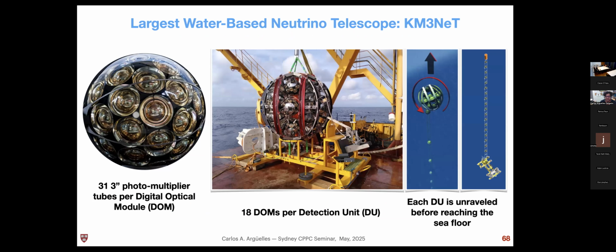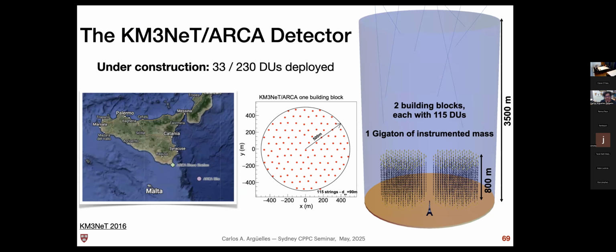Every one of these has 18 of these domes, and they put them in these big wheels that they drop into the water, and then it unfolds automatically and makes these beautiful strings. The high energy detector is called ARCA, and it will be deployed close to Sicily. It will eventually be made of two building blocks, which will be a gigaton scale experiment.